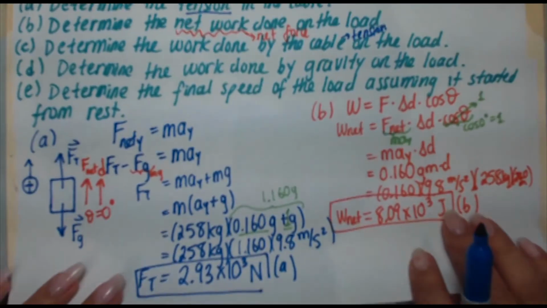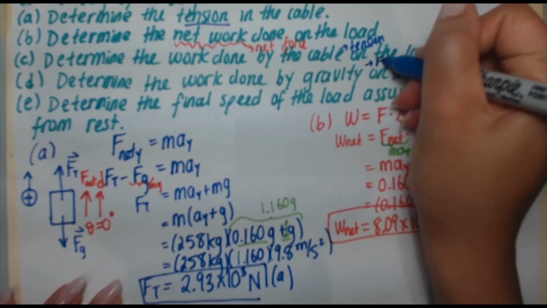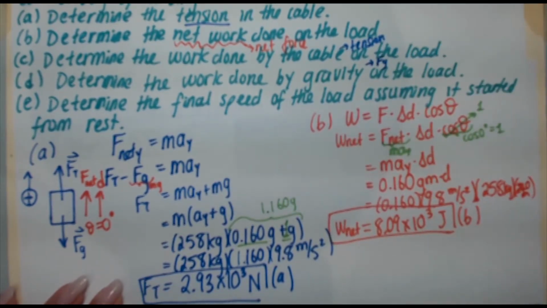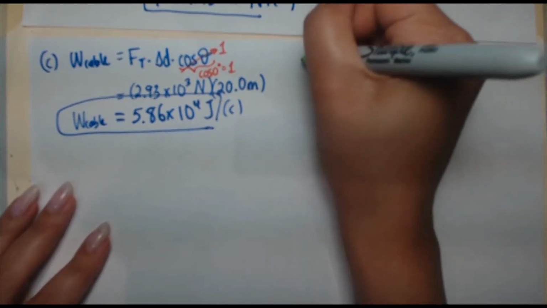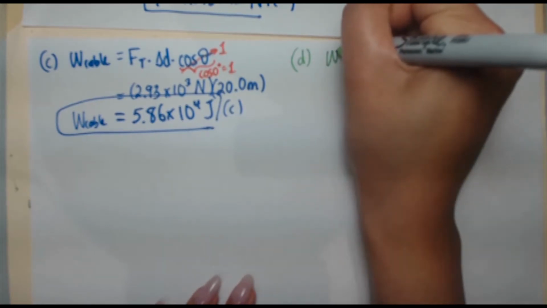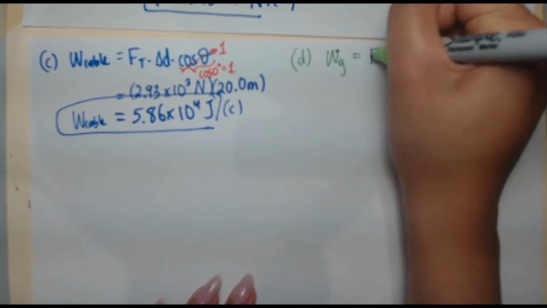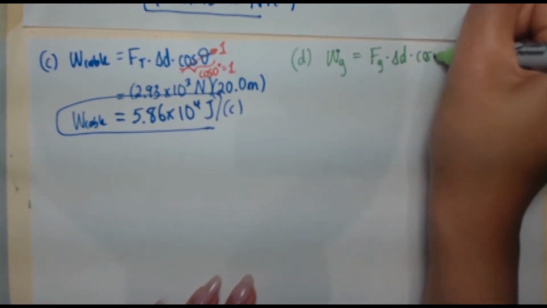Okay, let's see. Part D, determine the work done by gravity on the load. Okay, so that's pretty straightforward. We're just gonna plug in Fg as our force. So the work done by gravity, part D: the work done by the force of gravity is equal to the force of gravity times the displacement times cosine of theta.